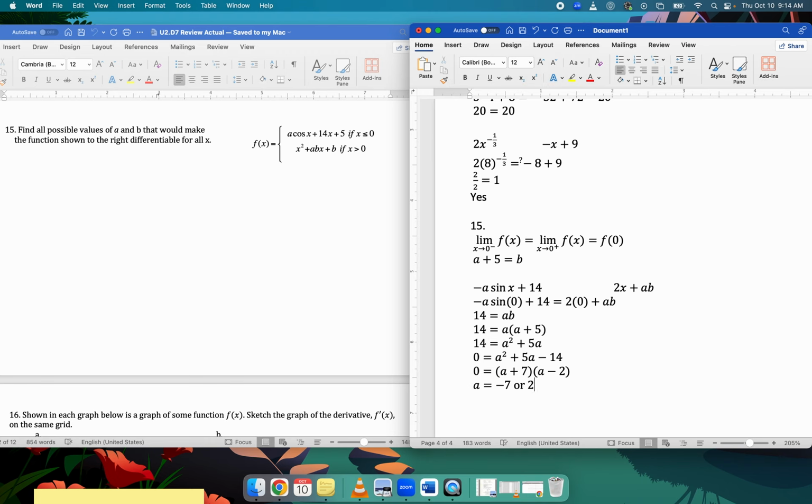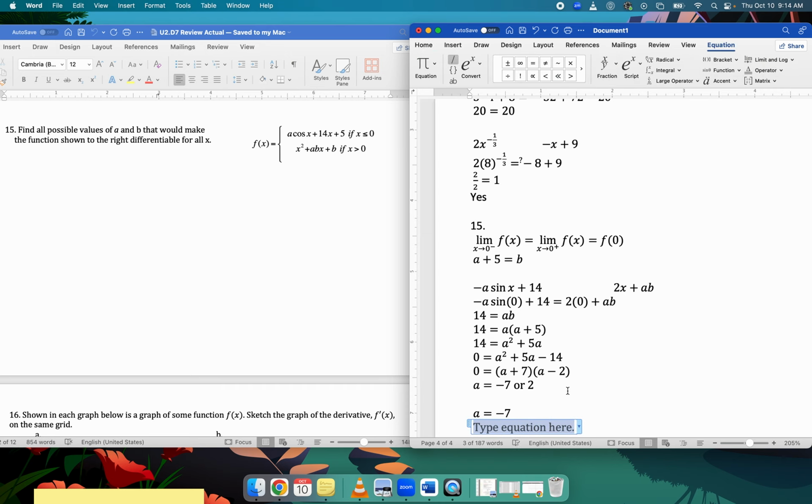So I get two solutions for a, which means, of course, that I'm going to get two solutions for b when I go back to this equation, right? So if a is equal to negative 7, then b will be obtained from this. B is going to be a plus 5, so negative 7.